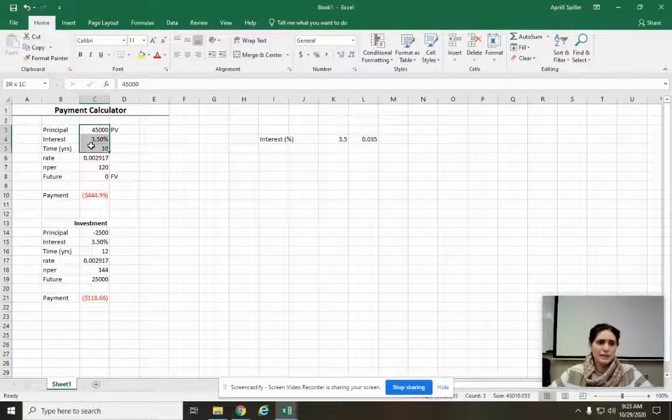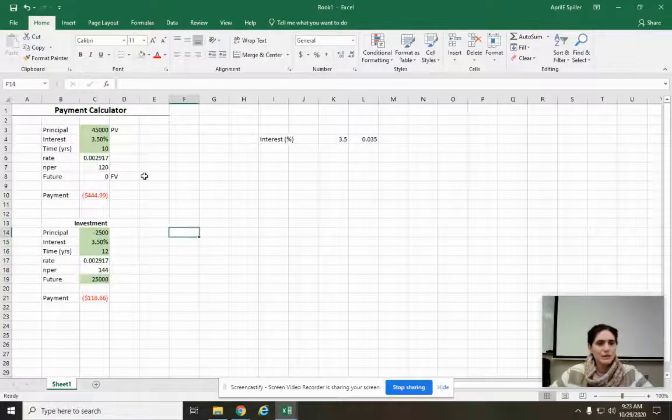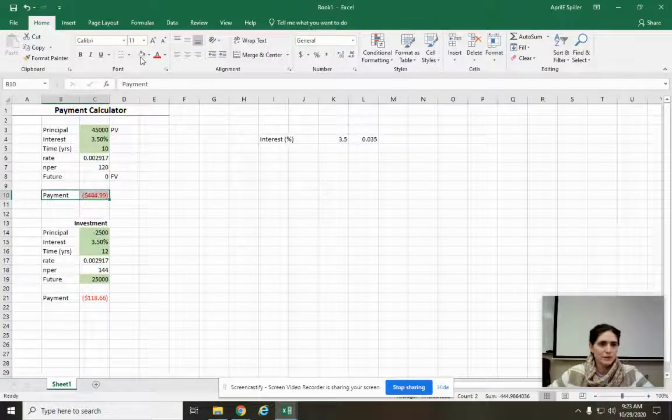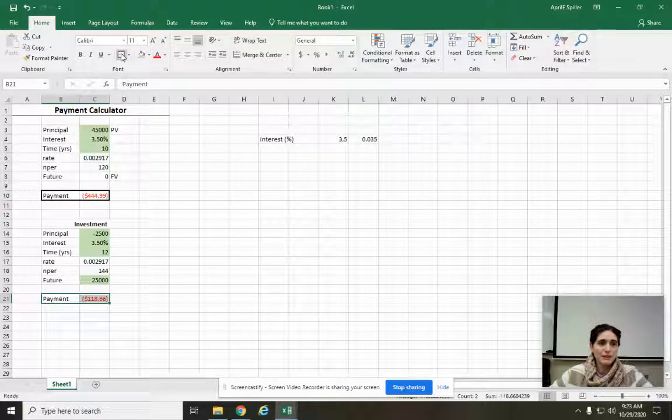And like I normally do, I can put this as input. So I would format that. In this case, I want this to be that color because that's an input. I want the future value as an input. And then these are my actual answers. Okay, so that's the payment calculator in Excel.